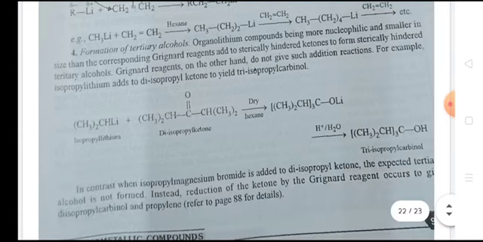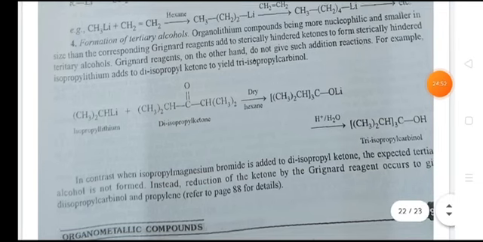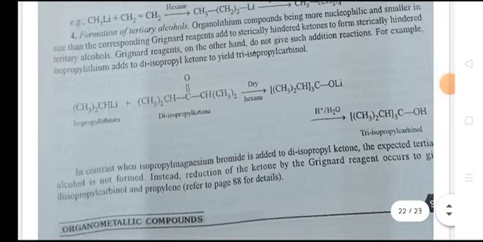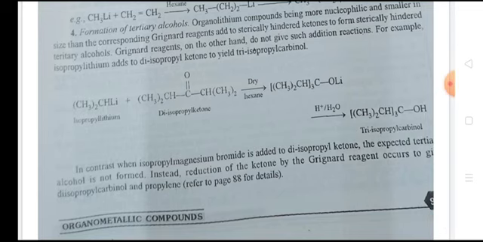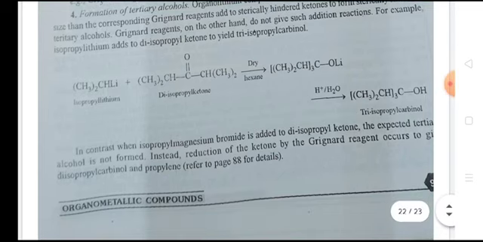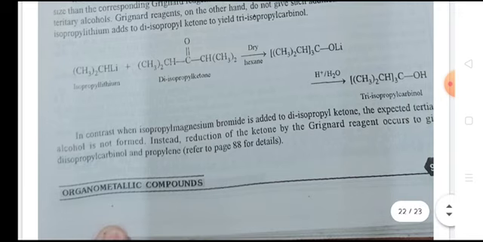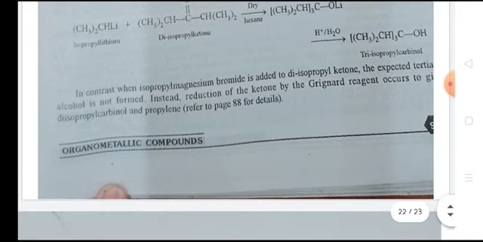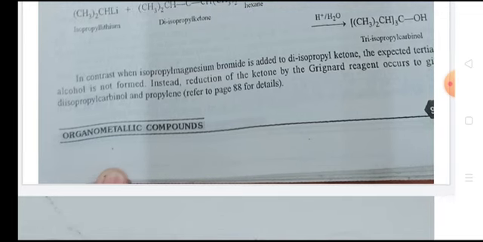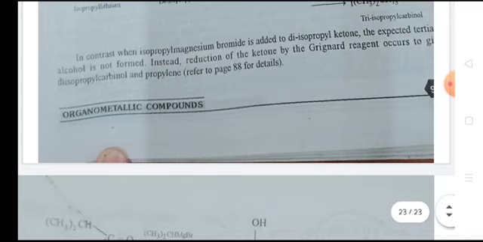Fourth, formation of tertiary alcohols. Organolithium compounds, being more nucleophilic and smaller in size than the corresponding Grignard reagents, add to sterically hindered ketones to form sterically hindered tertiary alcohols. Grignard reagents, on the other hand, do not give such addition reactions. For example, isopropyl lithium adds to diisopropyl ketone to yield triisopropyl carbinol. In contrast, when isopropyl magnesium bromide is added to diisopropyl ketone, the expected tertiary alcohol is not formed. Instead, reduction of the ketone by the Grignard reagent occurs to give diisopropyl carbinol and propylene.